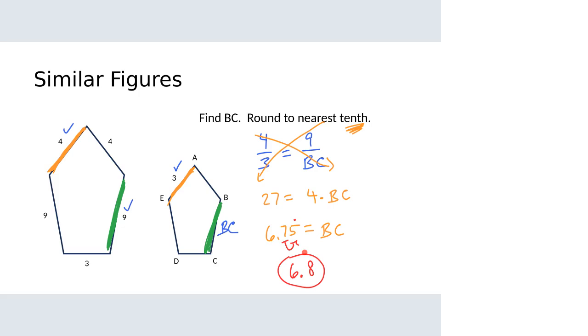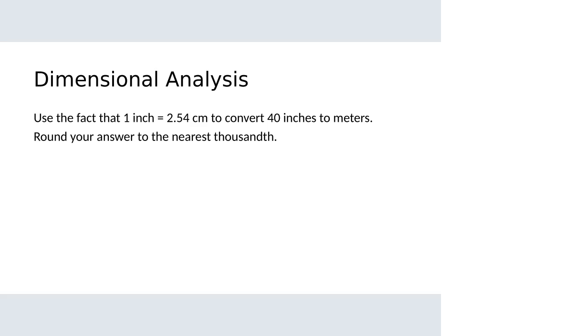Just one more to go. Dimensional analysis. Use the fact that 1 inch is 2.54 centimeters to convert 40 inches to meters. Now we're really recent, and if we want to convert something, we start with that thing. So we want to convert 40 inches, so we start with our 40 inches and set up our scaffolding. What I'm trying to get to is meters. And I've been given this unit fraction here that's 1 inch is 2.54 centimeters.